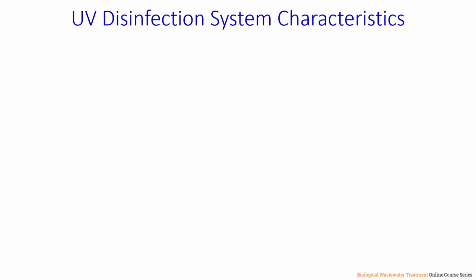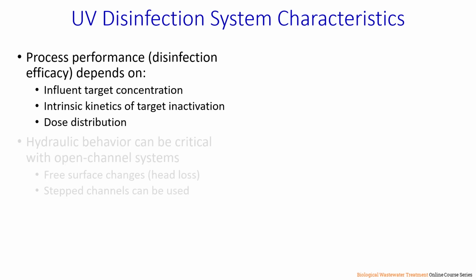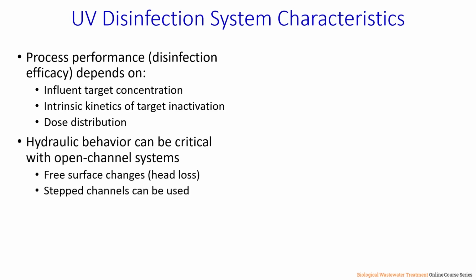Now let's consider UV disinfection system characteristics. Process performance in these systems depends on the influent target concentration, in other words, the concentration of the pathogen or indicator organism that we're trying to inactivate, the intrinsic kinetics of the inactivation of that target, and the dose distribution. Hydraulic behavior in these systems can also be critical to their performance, especially when we consider open channel systems.